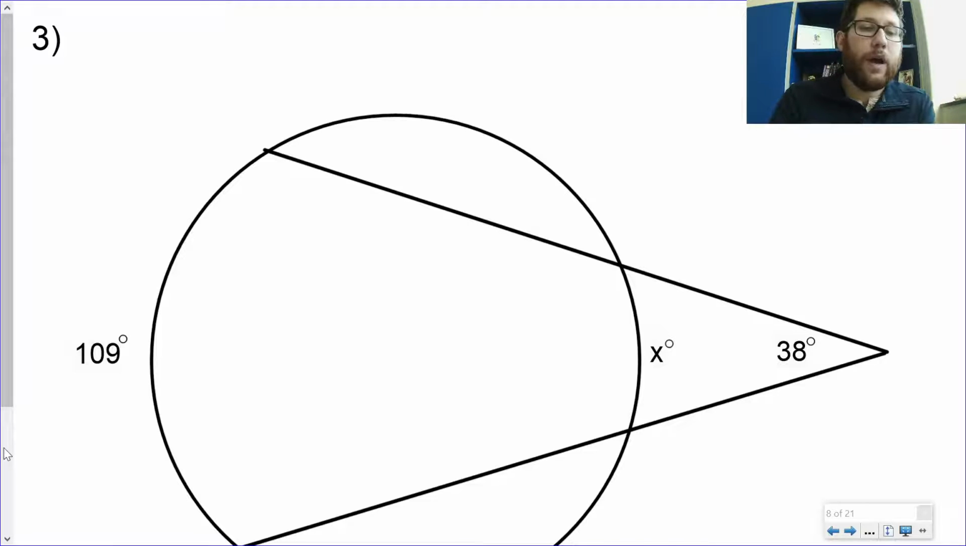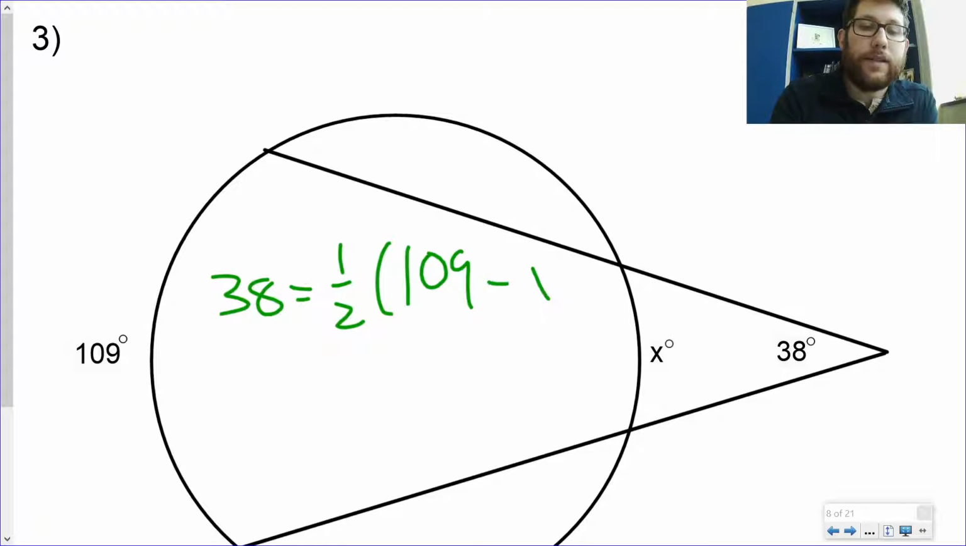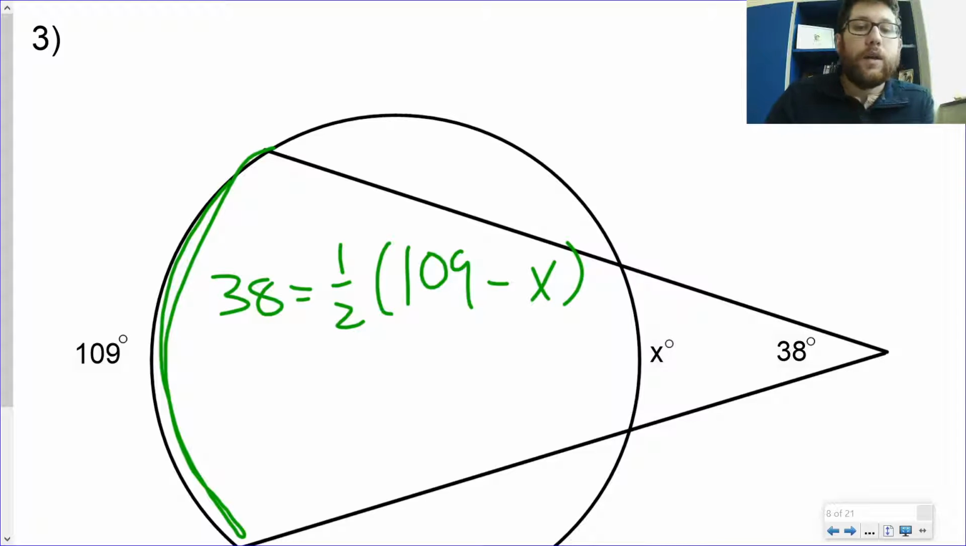So notice here, my arcs, I've got 38 in the angle, so that's going to go out here by itself, is equal to 1/2 times, if it's on the arcs, going inside the parentheses, 109 minus x. Now, some people might set this up as x minus 109, but notice the bigger one should go first. This is my bigger arc here, that 109. So it's 109 minus x. And then I could solve this out. Just for time's sake, I'm not going to, but the solving is very similar to what we did for that last one with the vertex inside the circle.